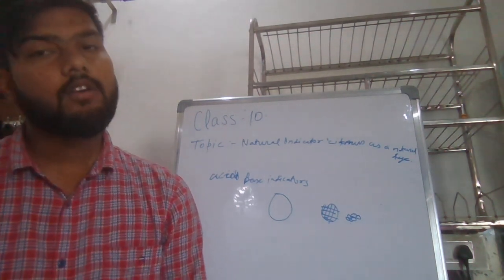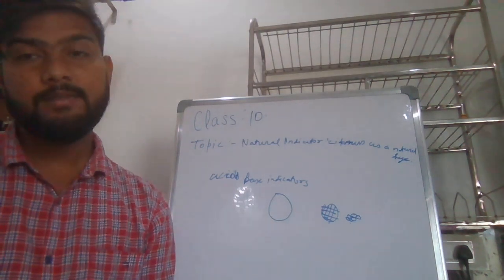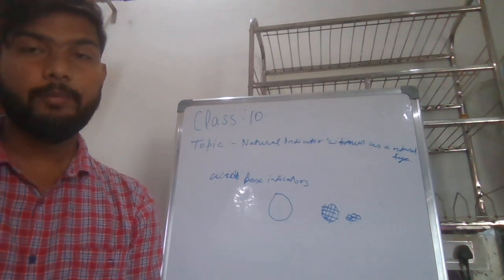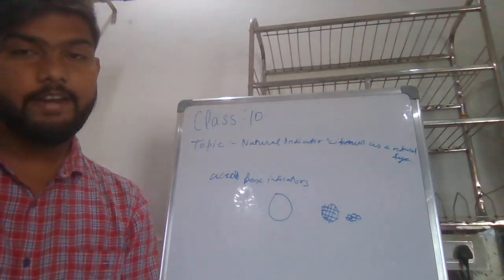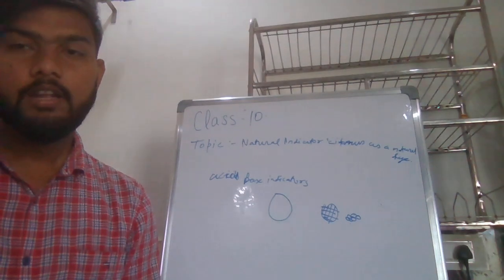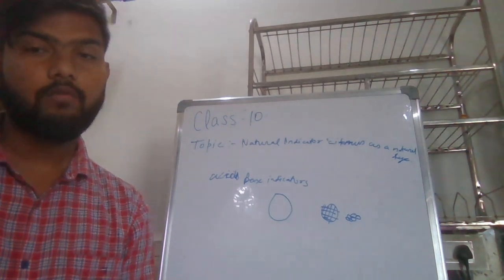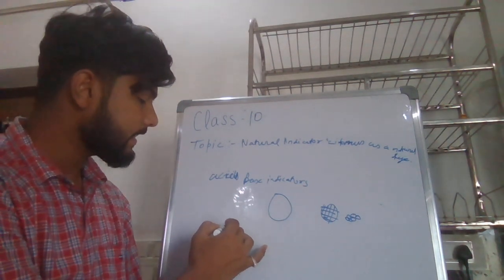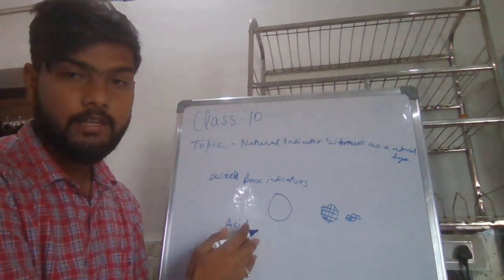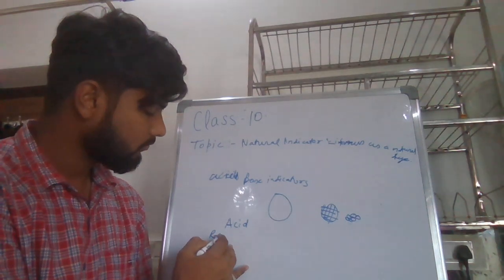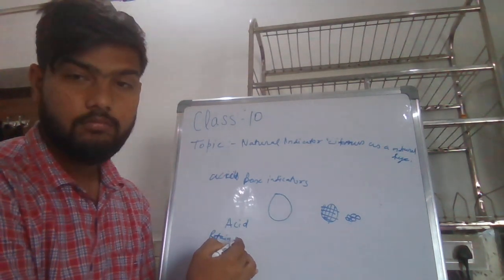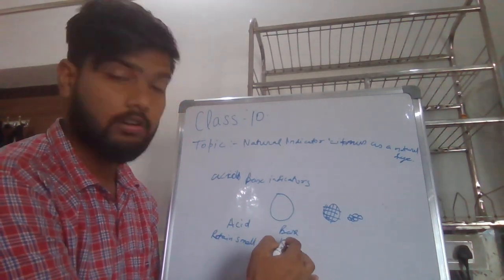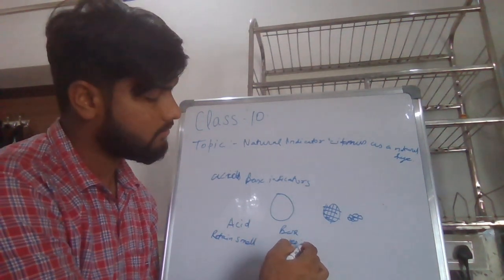Here, olfactory indicators are substances which change their smell when mixed with acid or base. For example, we have seen onion and clove. For onion, in the presence of acid it will retain its smell, and with base it will lose its smell.